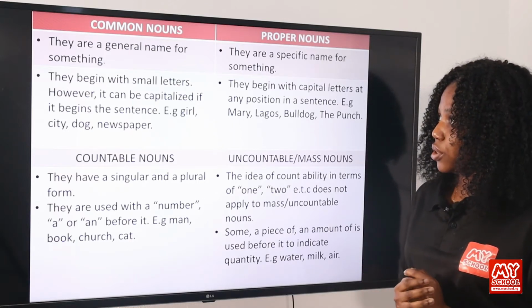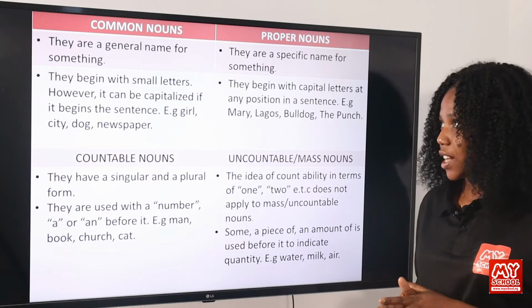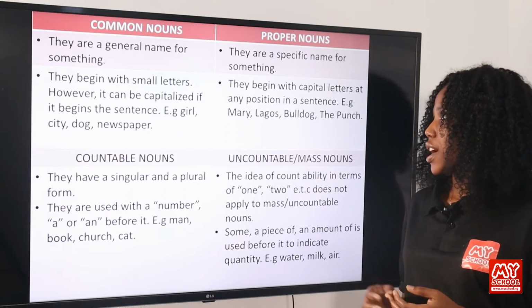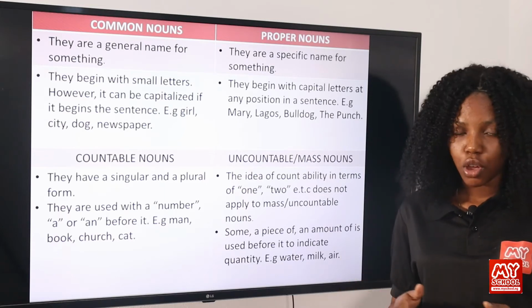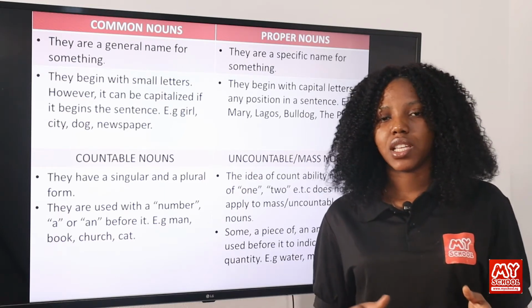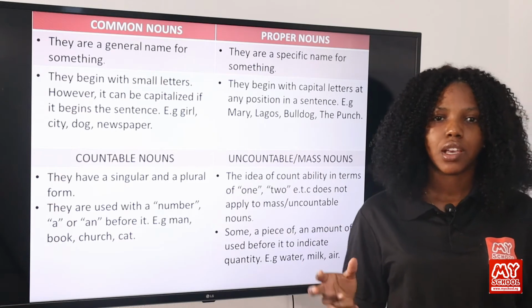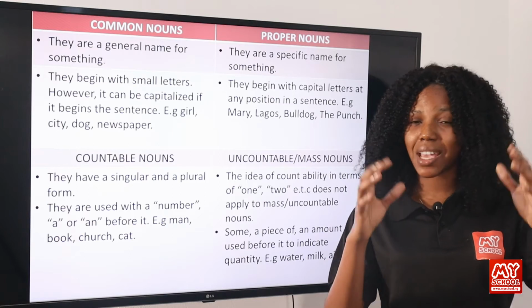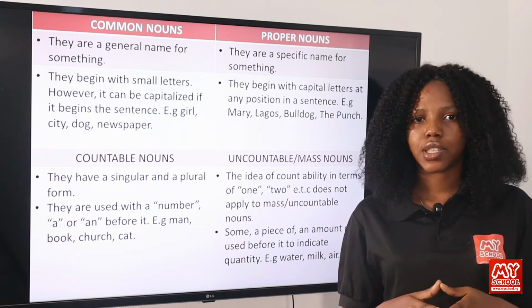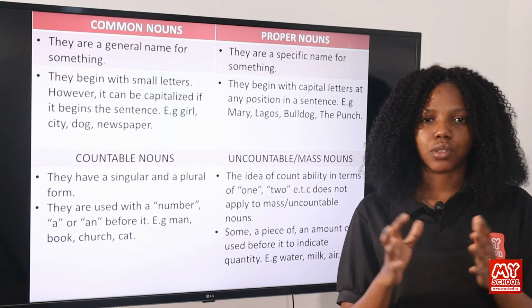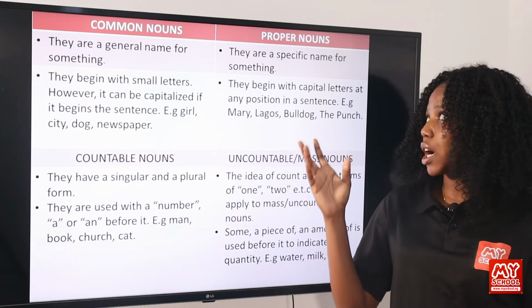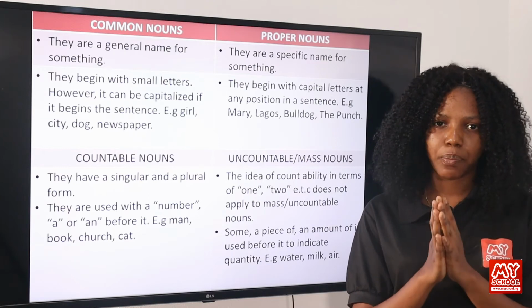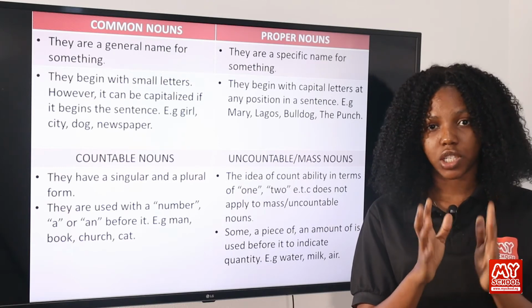Okay, so the first point: common nouns are a general name for something. Proper nouns are a specific name for something. So for a common noun, the name is general. From the word common, it means a common thing, a common ground, something that is of the same kind, the same type, the same category. But a proper noun is specific. The concept for a proper noun is that it is unique to that particular person or individual.